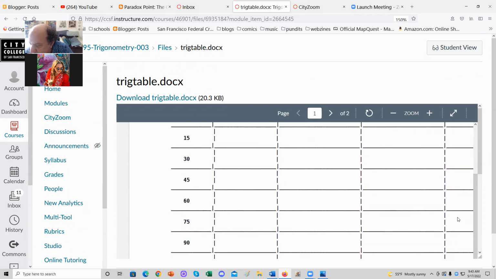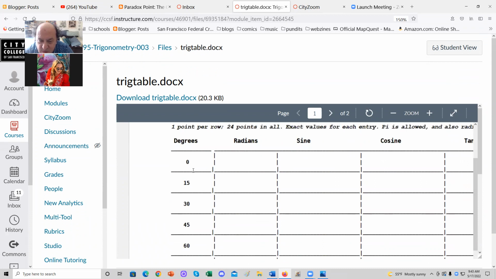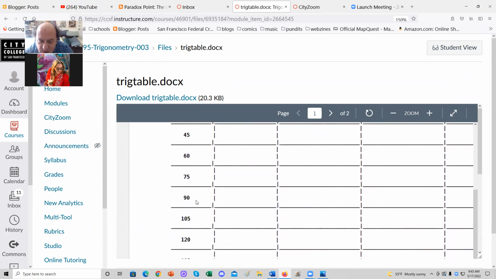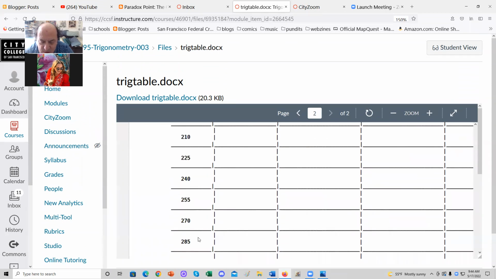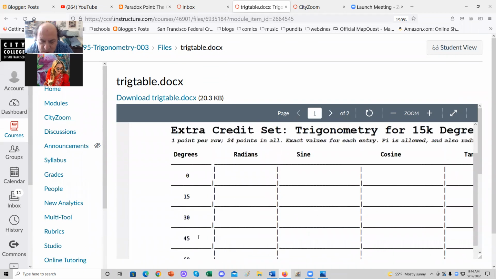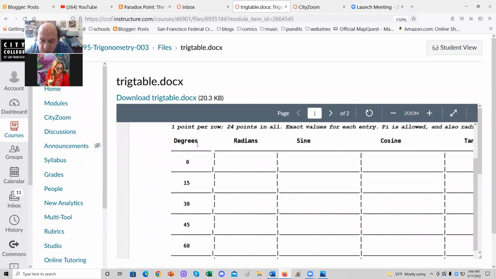Why is it off the edge there? And for these multiples of 15 degrees: 0, 15, 30, 45, 60, 75, all the way on up to 285 degrees, all the way around the circle. So 21 points per row and 24 points in all, and exact values. Instead of 1.414, it should be square root of 2 or what have you. I allow pi's when we're dealing with radians and so on.